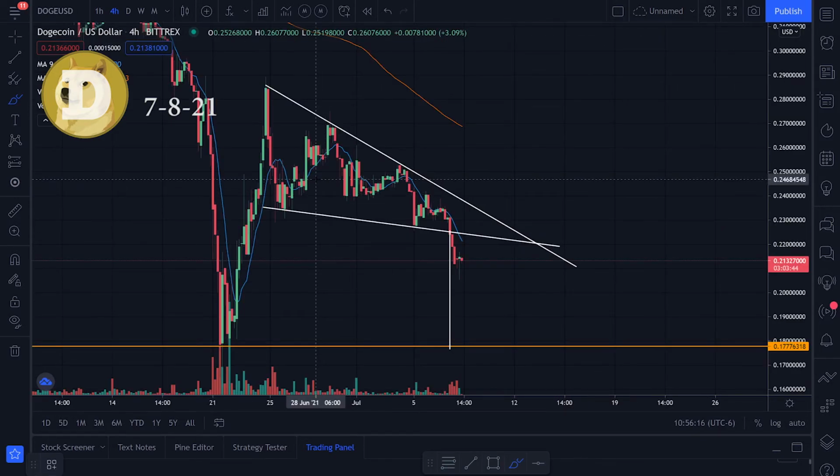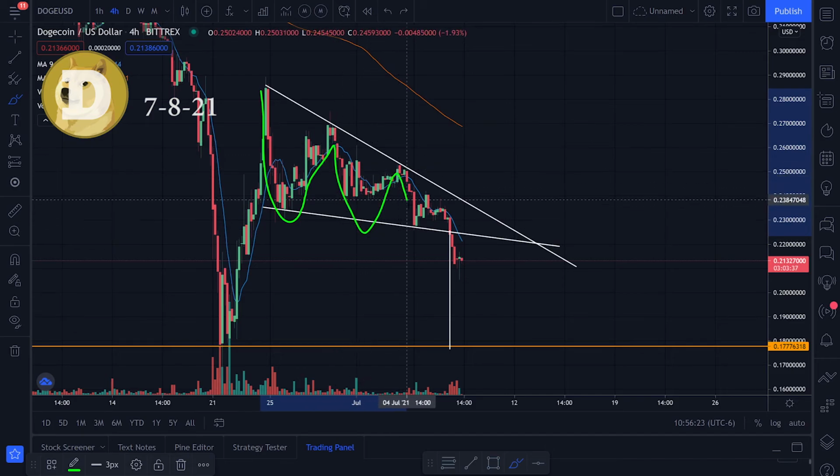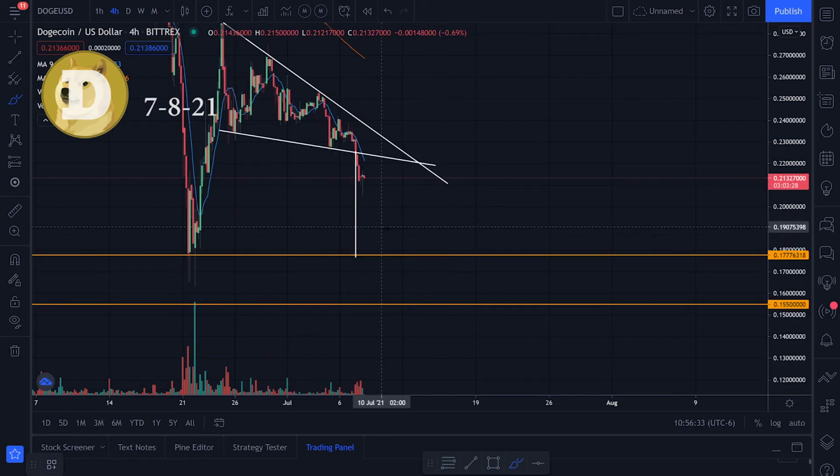So we're on Dogecoin again, and like I said, we're on the 4-hour time frame, and until we break this trend line right here, I am assuming that we're going to keep trending down and just maybe keep waiting for these limit orders to get filled at .177 and .155.